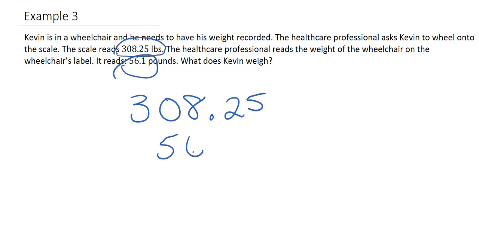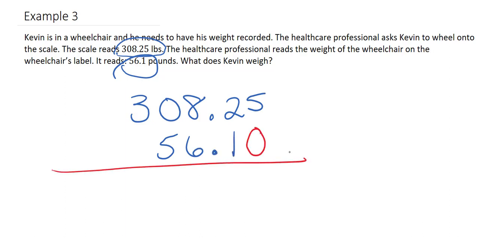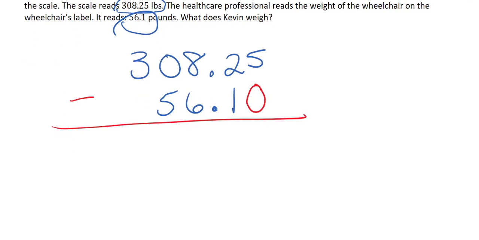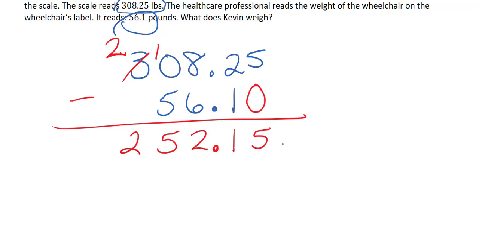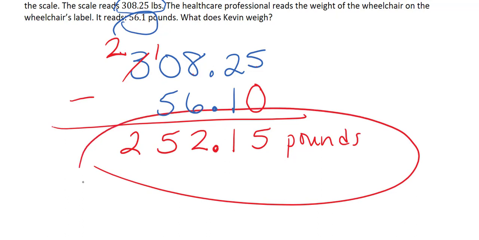So we have 56.1. Let's go ahead and add a 0 so we can line up. So we begin. 5 minus 0 is 5. 2 minus 1 is 1. Bring down the decimal straight down. 8 minus 6 is 2. 0 minus 5 can't be done. We borrow. Now we have 10. Minus 5 is 5, and then we just have 2. So his weight would be 252 pounds, 0.15.